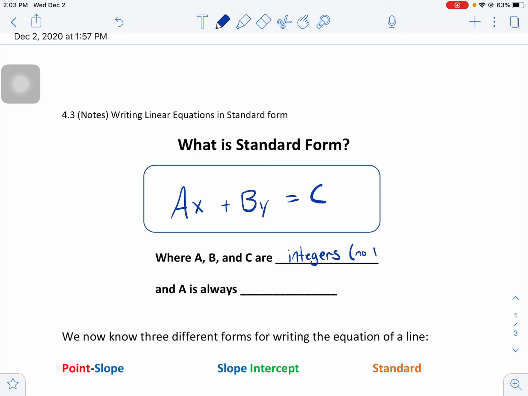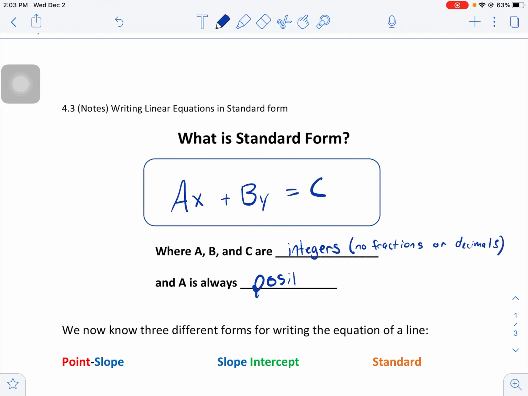It means no fractions or decimals. So that's what it means for something to be an integer. It's okay for them to be negative, except a is always positive. Okay, so a is one that we need to make sure is always a positive value.